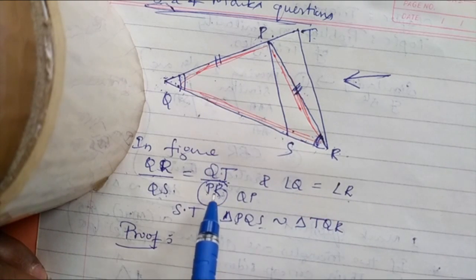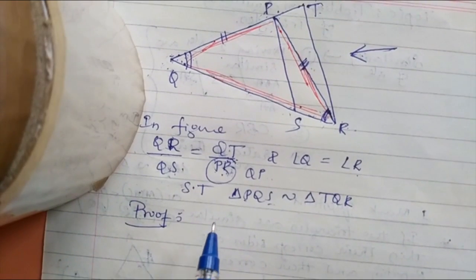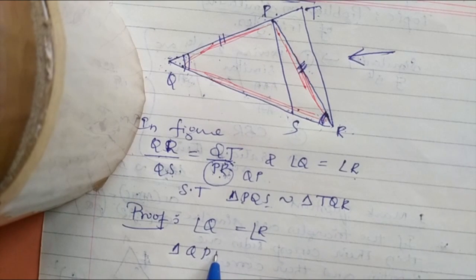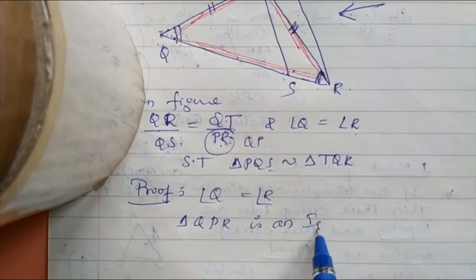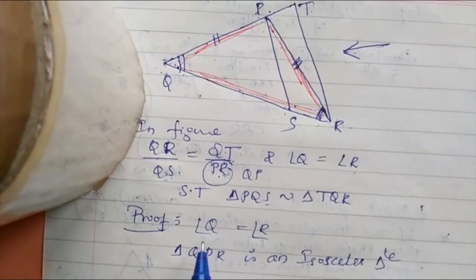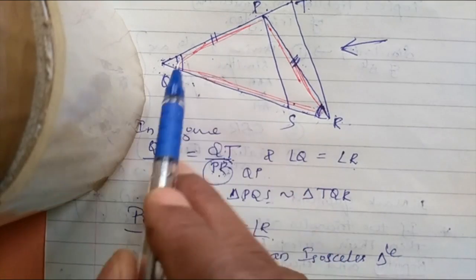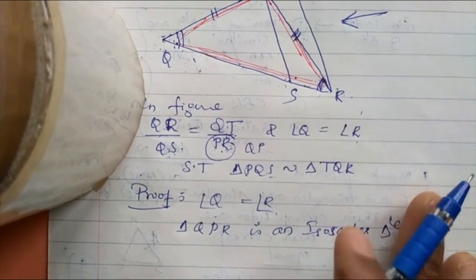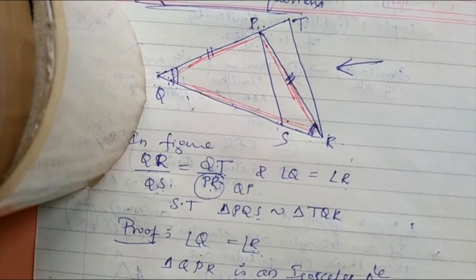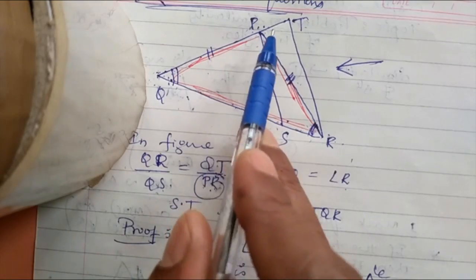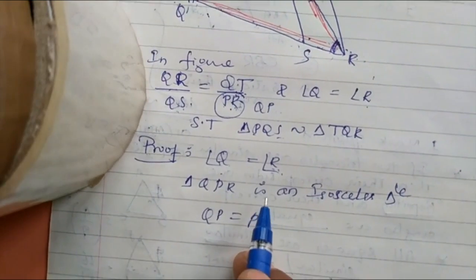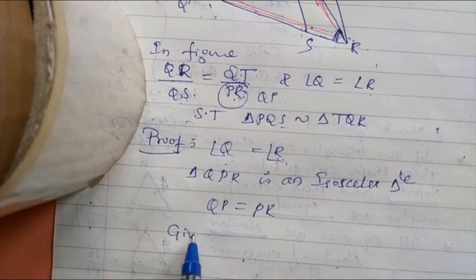Then why can't we change PR to QP? We go for the proof: as angle Q is equal to angle R, triangle QPR is an isosceles triangle. Then which are the two equal sides? QP is equal to PR, because these two angles are equal. Then in the given ratio, we can make that change.